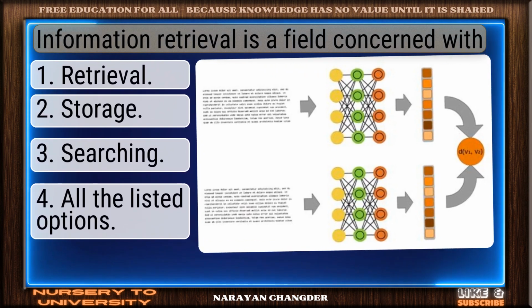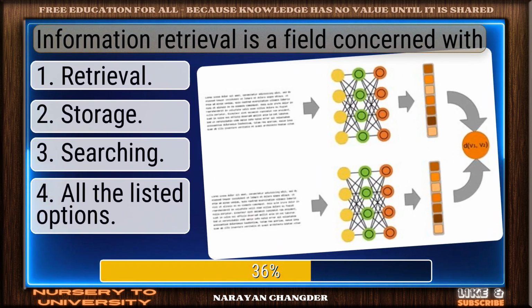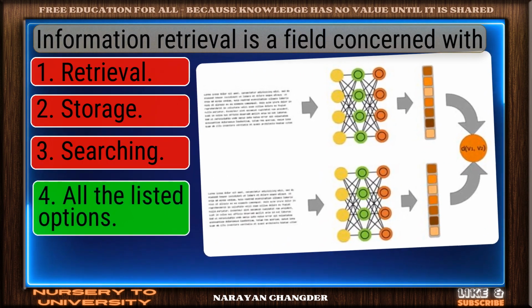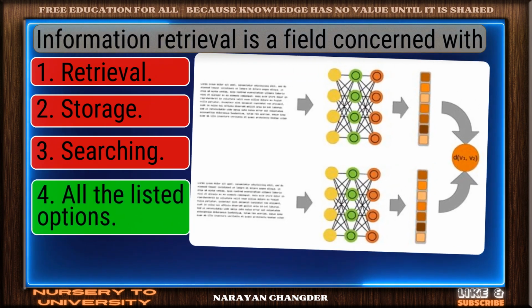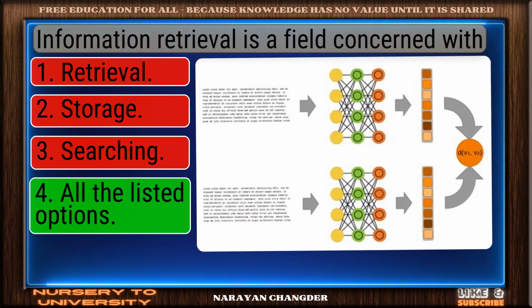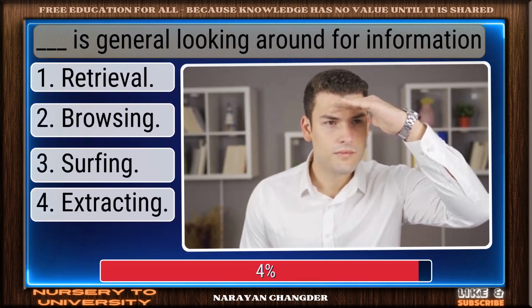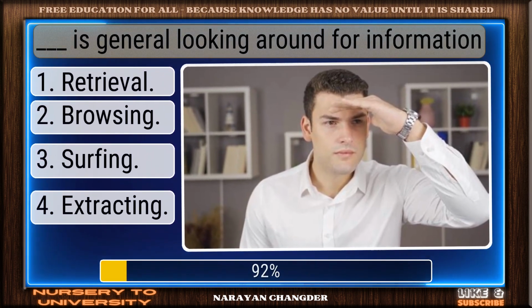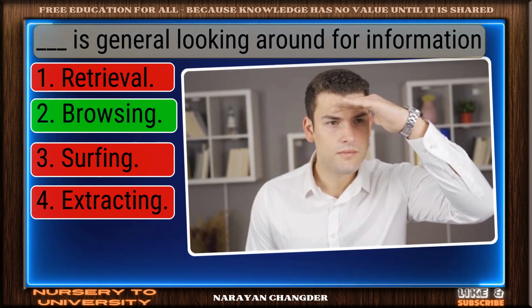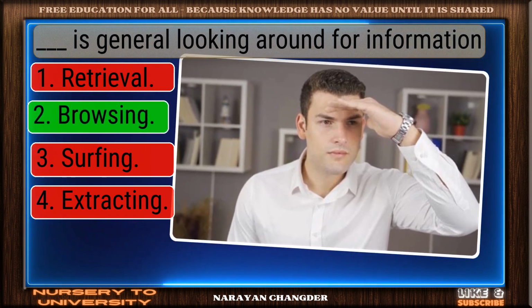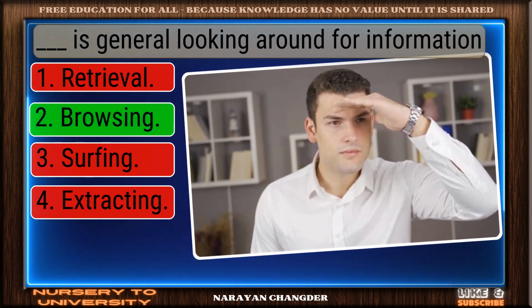Information retrieval is a field concerned with. On track. All the listed options is the correct answer. Dash is general looking around for information. Clear logic. Your choice, browsing, is sound and 100% true.